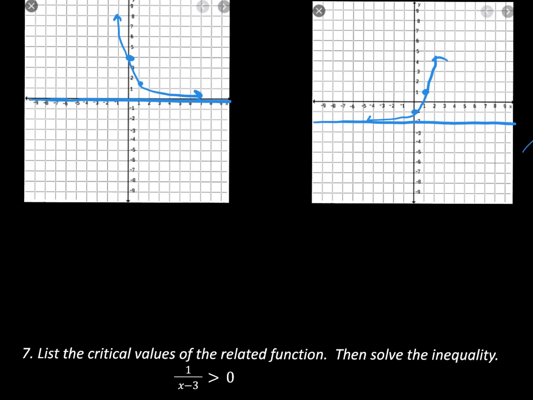Number 7 is down here. I didn't even see it. Okay, here we go. Use the critical values to solve the inequality. There's only one critical value because remember, on your line down here, you need to put everything that makes your numerator and the denominator 0. Well, you can't make 1 become 0. So the only thing you got is your denominator, which is 3.